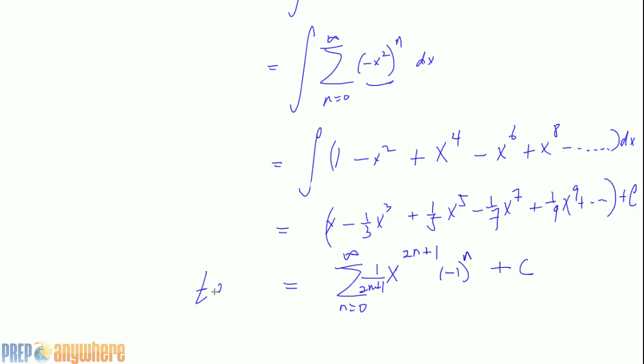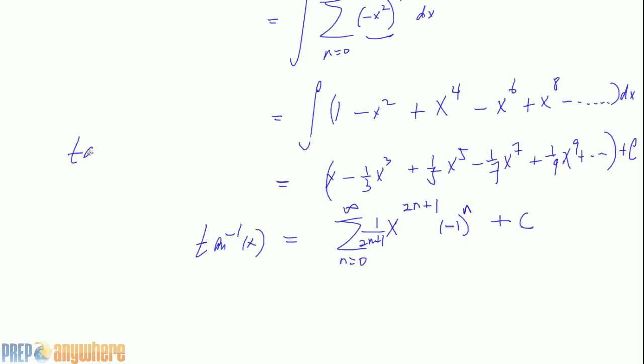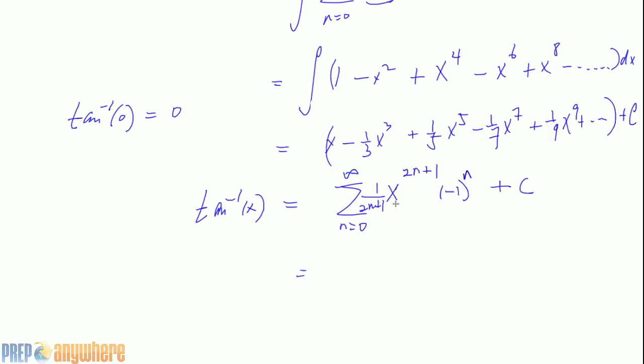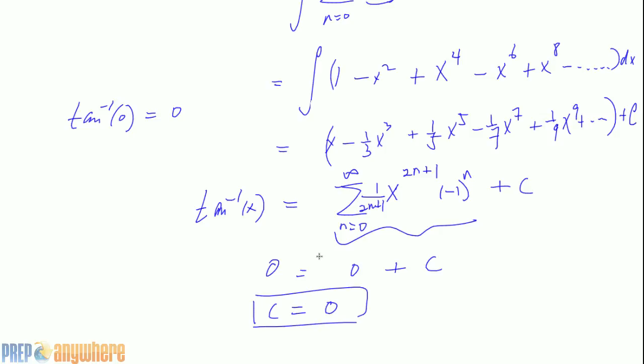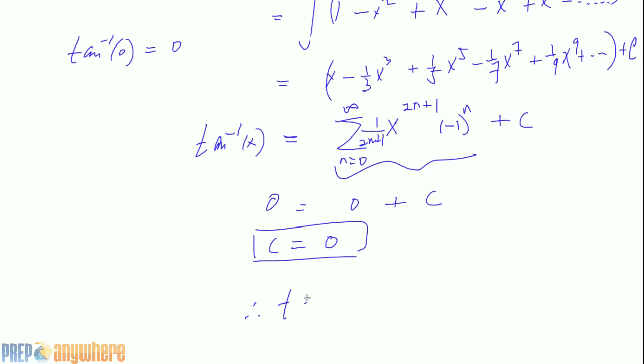Recall that this is equal to tangent inverse x. We know that tangent inverse at 0 is 0, so let's replace all the x with 0. This whole sigma expression turns into 0, and this is also 0, so c is equal to 0. Therefore, the tangent inverse in power series representation is the sum from n equals 0 to infinity of minus 1 to the power of n, times 1 over 2n plus 1, times x to the power of 2n plus 1.